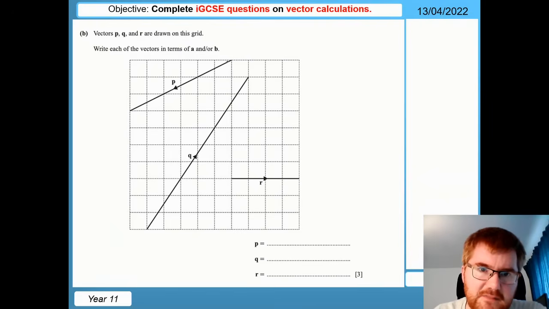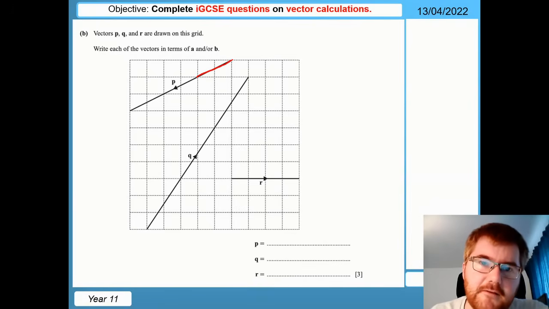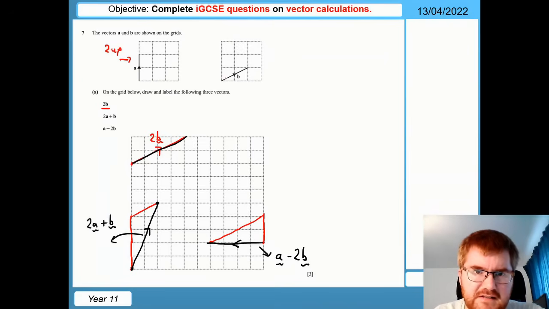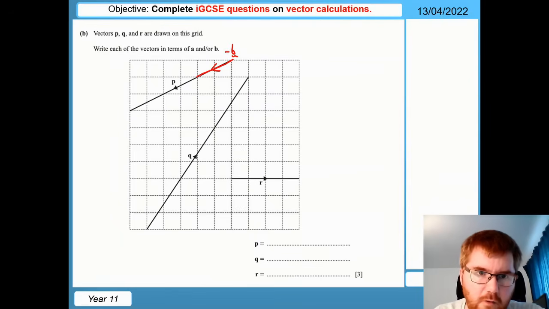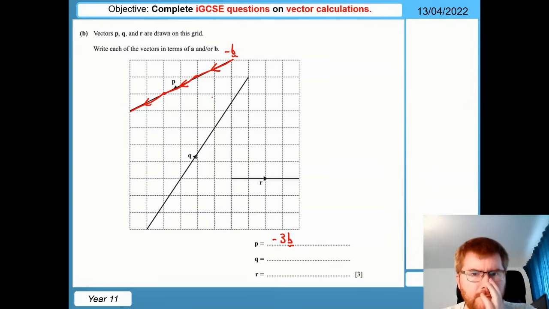So if we look at this one here, the first thing I notice is if I take a section of this vector here, so this red part that I've just done, that is the vector minus b. Notice I'm going against the arrow here. So it's the same vector as this, just in a different direction. I've got 1, 2, 3 lots of it. So this is going to be minus 3b, because you've got 1, 2, 3. Minus b, minus b, minus b.